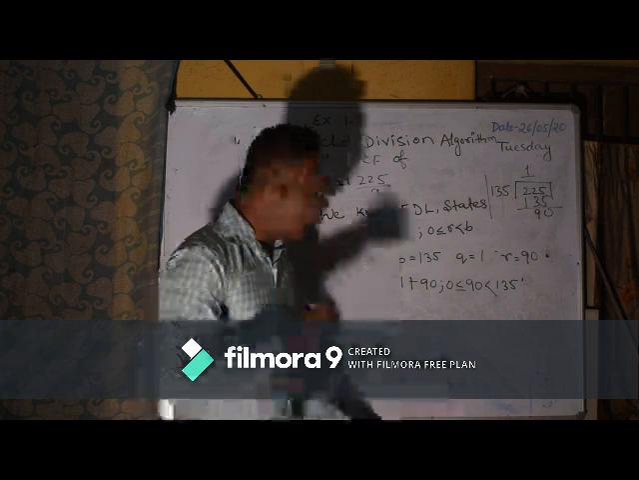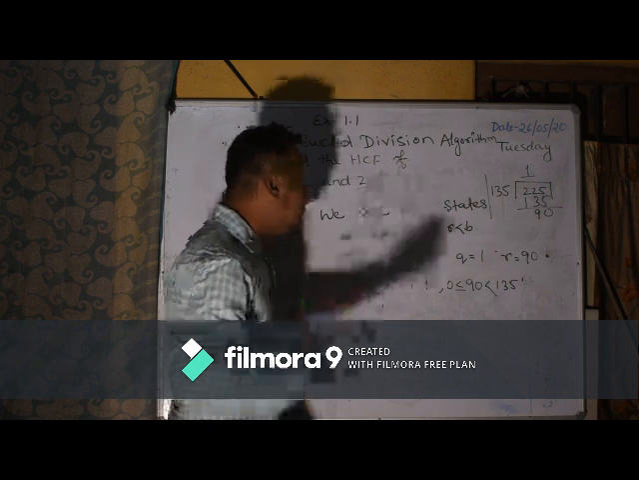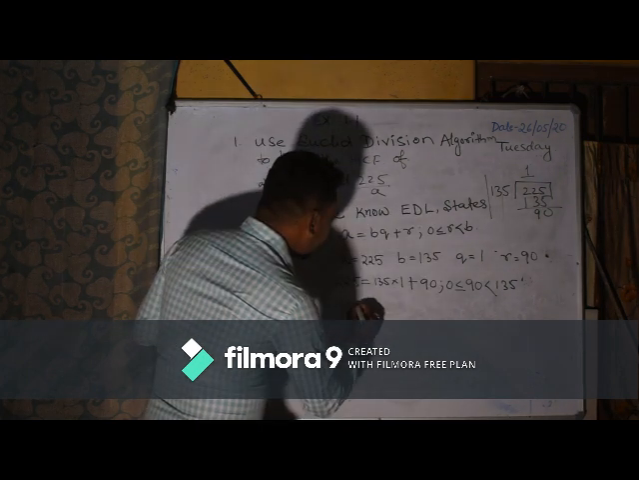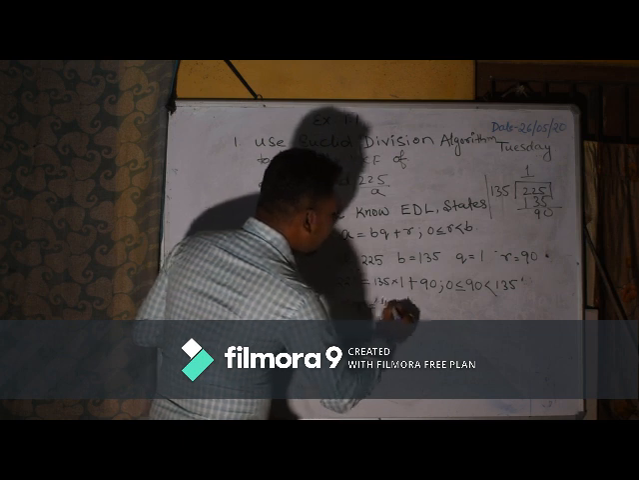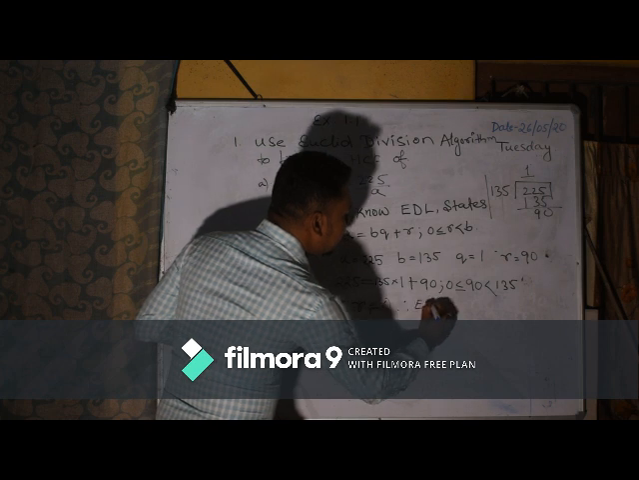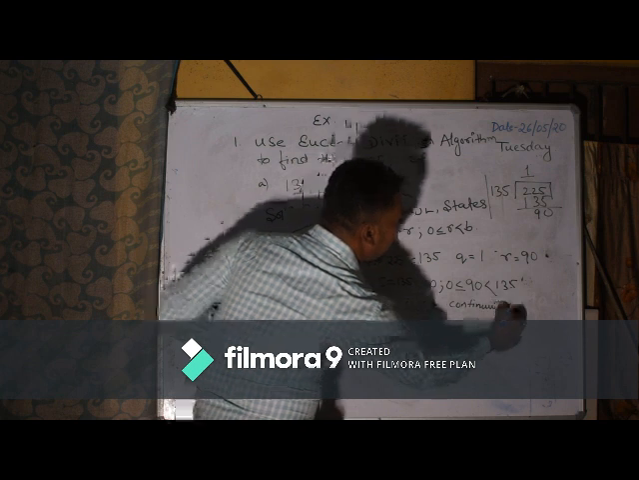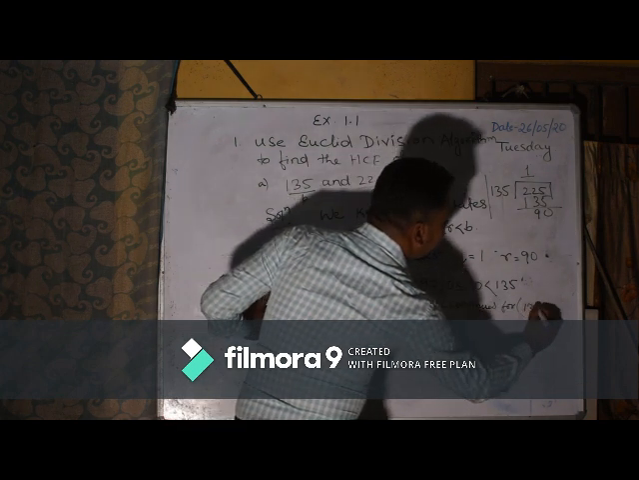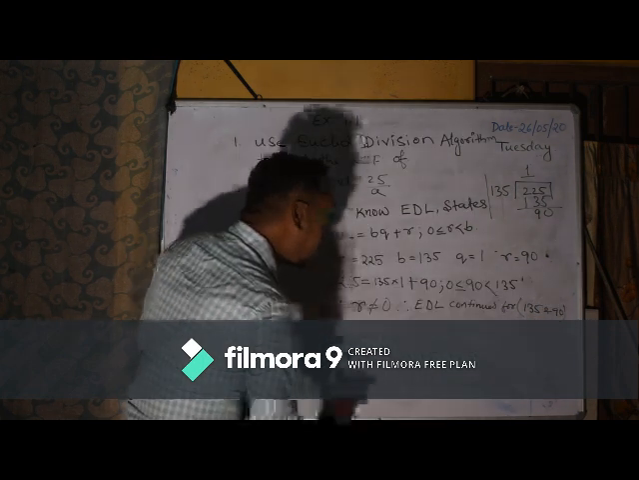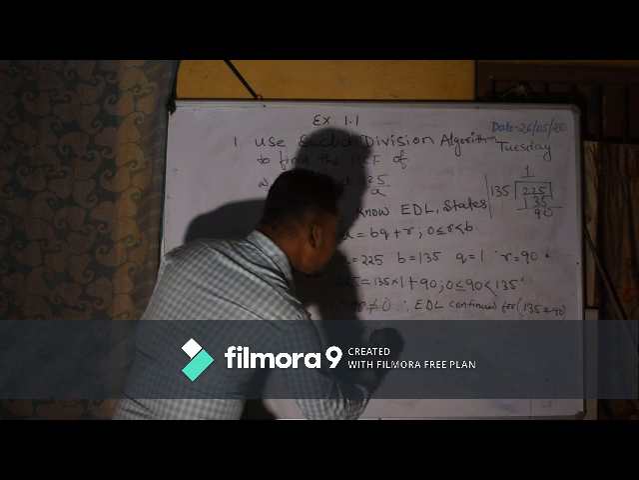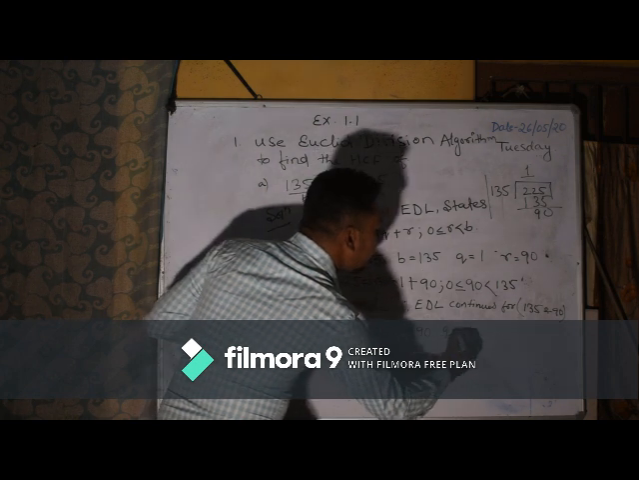So we have to use another step, that is Euclid division lemma again. Since r is not equal to 0, therefore EDL continues, now for 135 and 90. Which one is a now? 135, the bigger number. b is 90. So you have to find q and r.